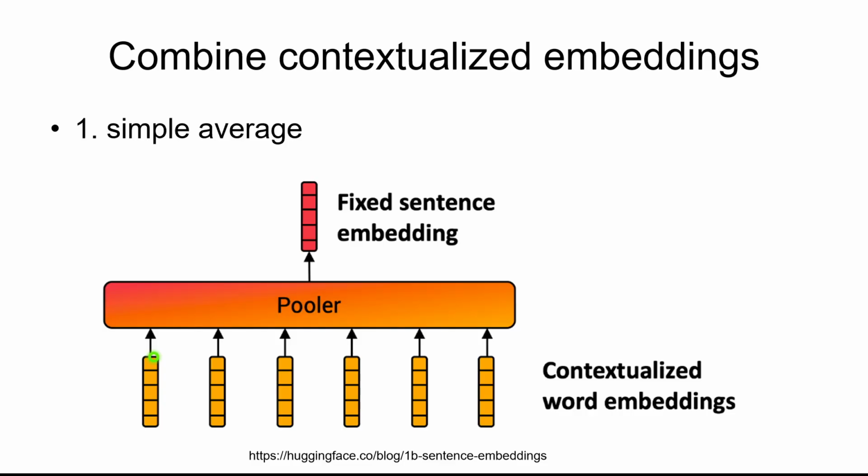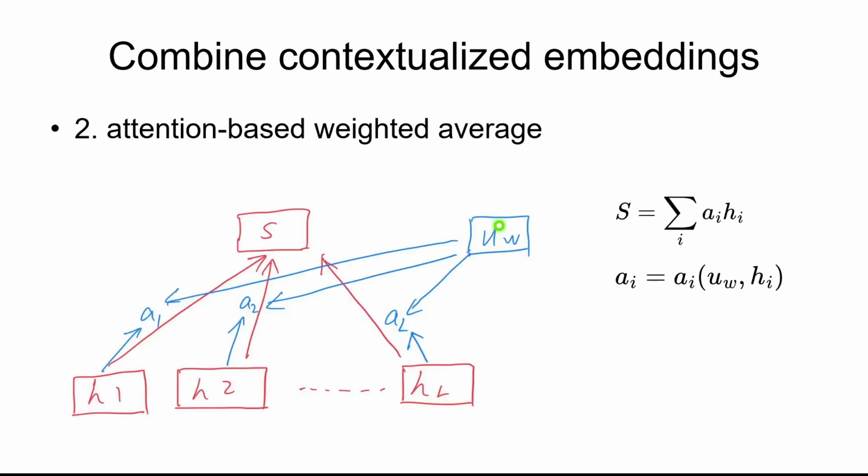One way to do that is to take the average. Right now we have contextualized embeddings rather than the original simple word embeddings, so taking the average will give reasonably good sentence embeddings in a lot of cases. That is one way to do it: just take the simple average. But sometimes the simple average will not work well.